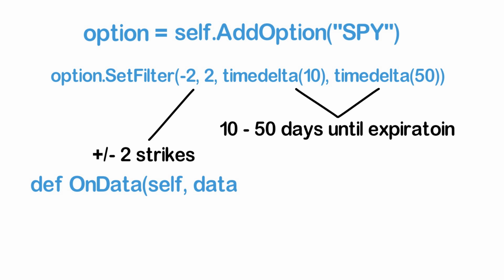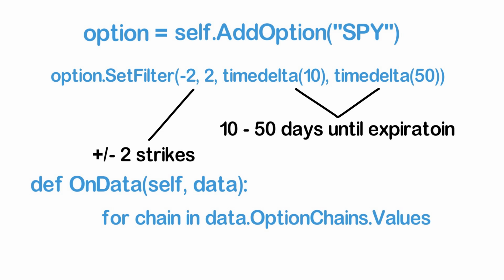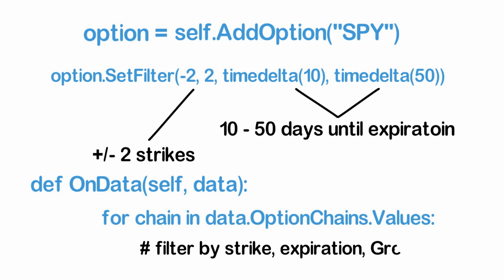To then actually use the option data and trade options, you can iterate through option chain objects in the onData method. You can then filter the option contracts in these option chains by strike price, expiration, Greeks, open interest, implied volatility, price, and more. I will show this in more detail in a few minutes when we get to the coding part of this video.